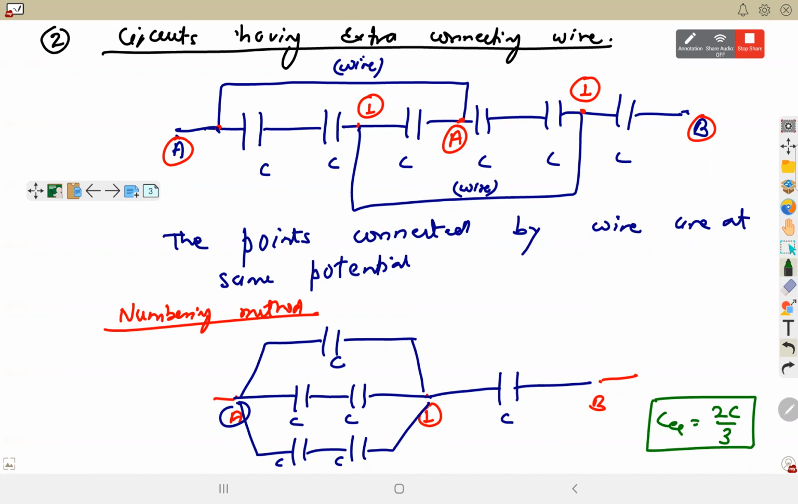In a circuit, if 2 points are connected together by a wire, they have the same potential. They will be considered the same point in the circuit. Redraw the circuit and find its equivalent capacitance. Understood, everyone? Yes, sir.